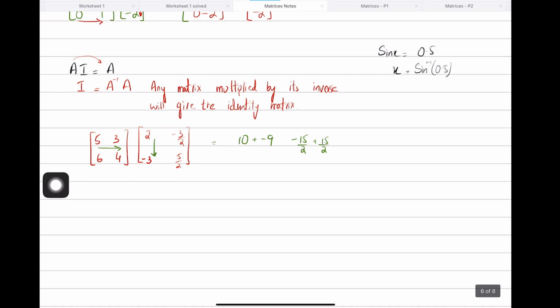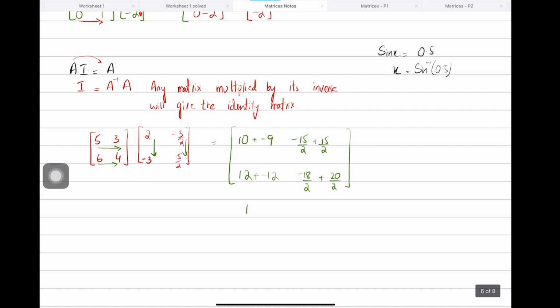Now we move on to the next row. 6 into 2 is 12, plus 4 into minus 3, so that's minus 12. Now it's time for this row to be multiplied by this column. 6 into minus 3 upon 2, that's minus 18 upon 2, plus 4 into 5 upon 2, so that's going to be 20 upon 2. Now let's simplify this and see what we end up with.